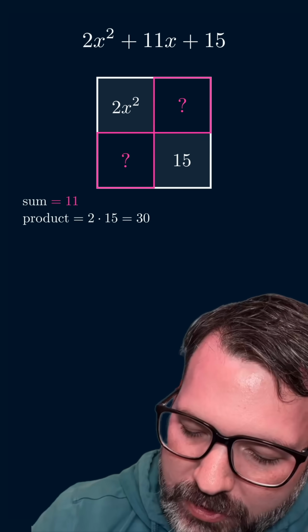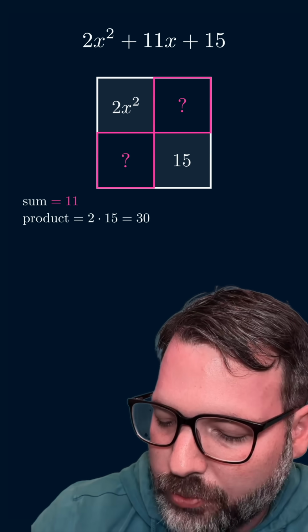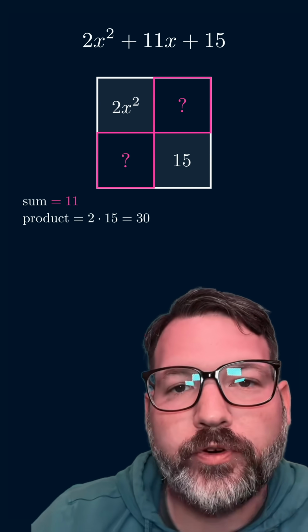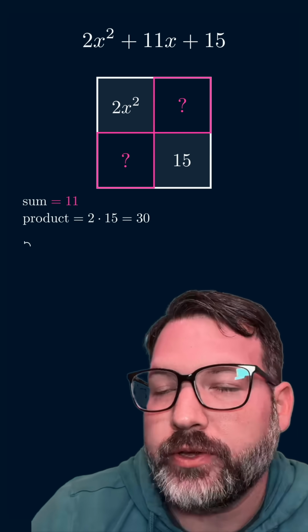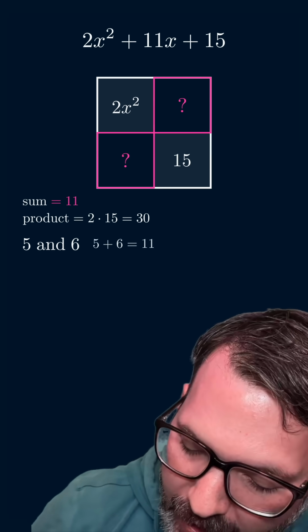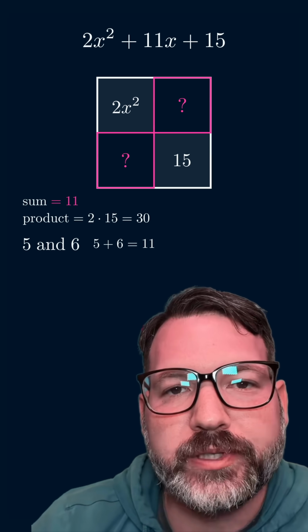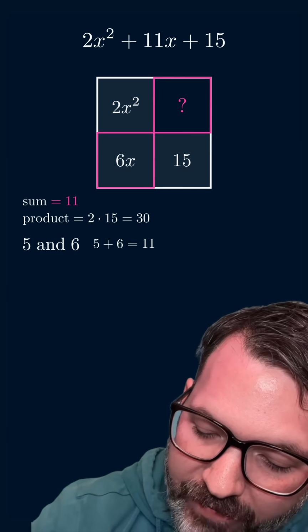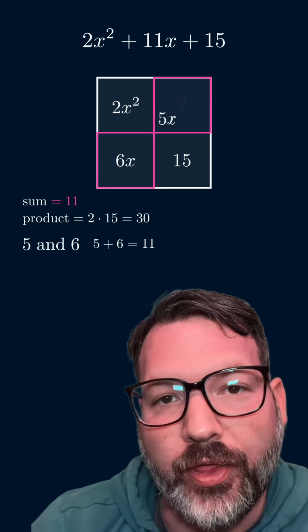I usually have students set up a little table. We need the product of two numbers to be 30, but we need the sum to be 11. From here we can just list out the factors of 30, or perhaps we recognize right away, yeah, it's 5 and 6 that multiply up to 30 and add up to 11. So we're going to use the 5 and the 6 to fill in our other two boxes.